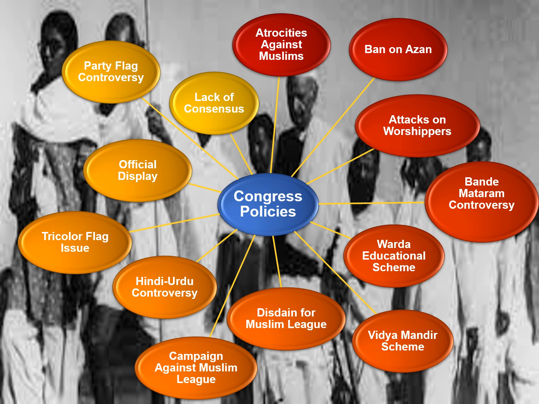There was a lack of consensus. Muslims and other political parties, including the Muslim League, expected a national flag to be chosen by mutual consent, but Congress imposed their party flag on everyone. So these were the main issues of the Congress policies.